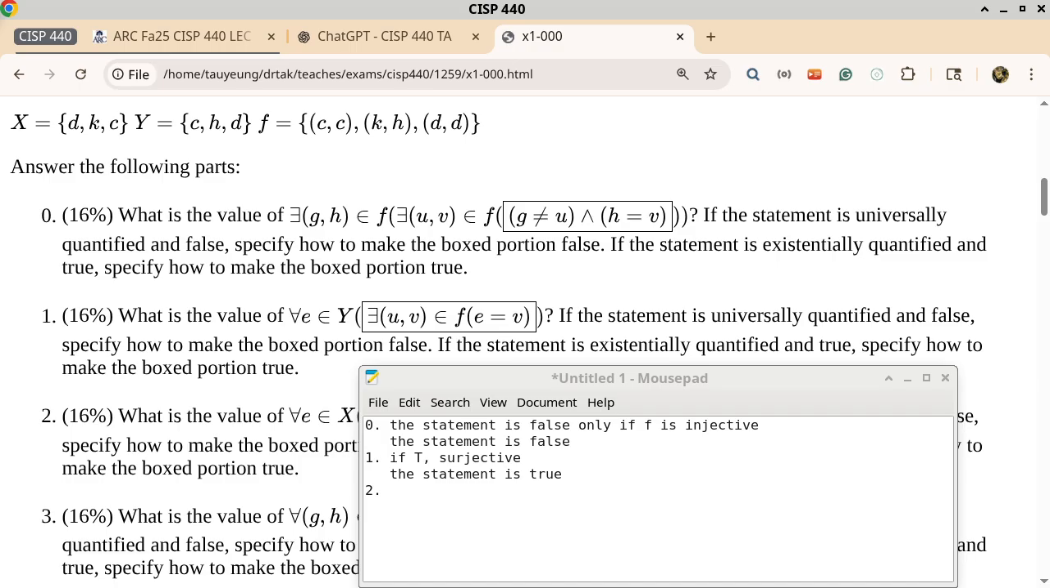So if you look at only the outermost portion, it is universally quantified. Okay, that's a very good point. I should have said excluding the boxed portion.